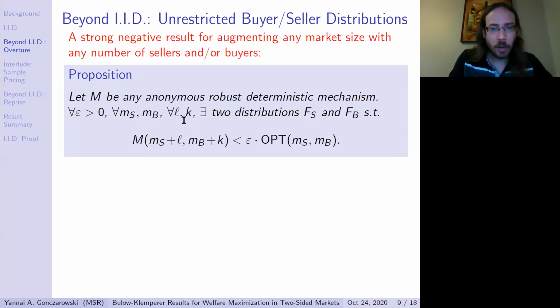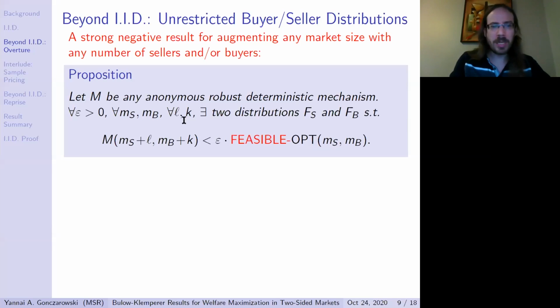And actually we don't only show this compared to the first best, we also show this compared to the second best. So even if you're fine with feasible opt, the mechanism that gets you the highest expected gains from trade given efficiency, still the same thing holds. So it's not that this is the wrong benchmark or too strong a benchmark.